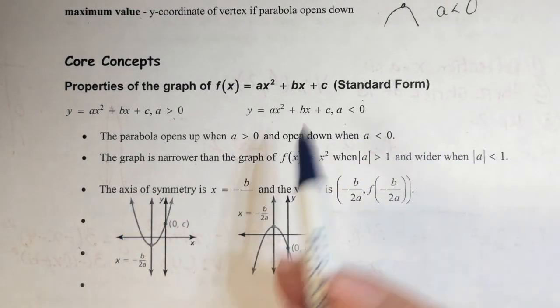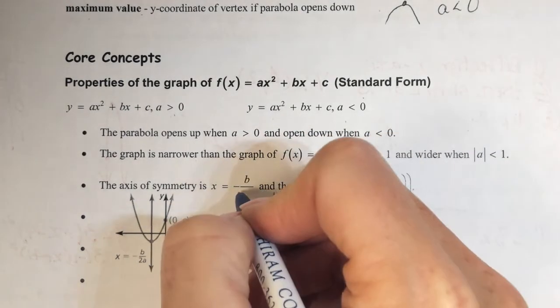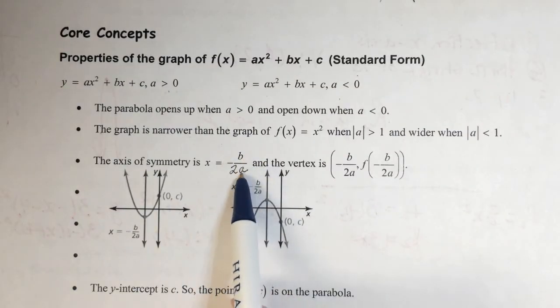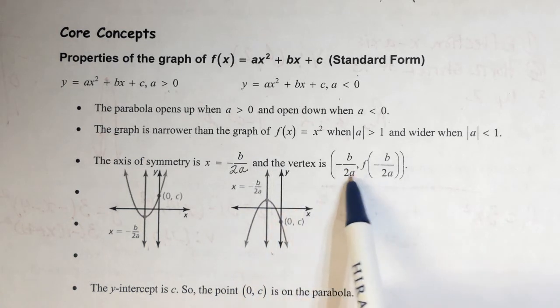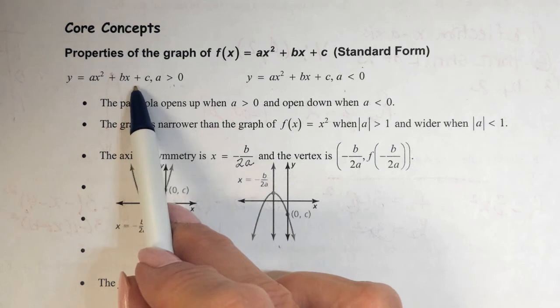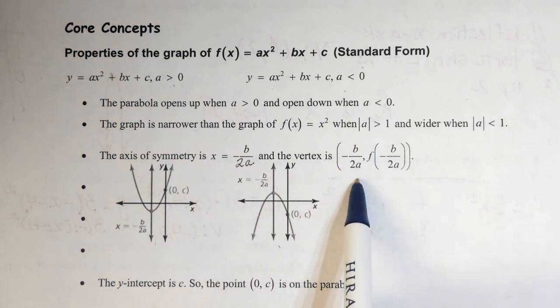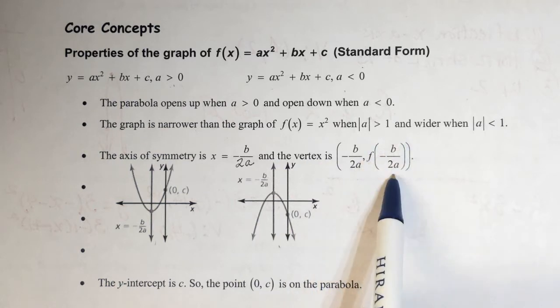The axis of symmetry is always going to be x equals negative b over 2a. That got cut off. It's negative b over 2a. That's going to be the axis of symmetry. Here's the reason why. When we have this parabola in this form right here, to find the vertex, it's going to be negative b over 2a. Anybody know what this means, f of negative b over 2a?